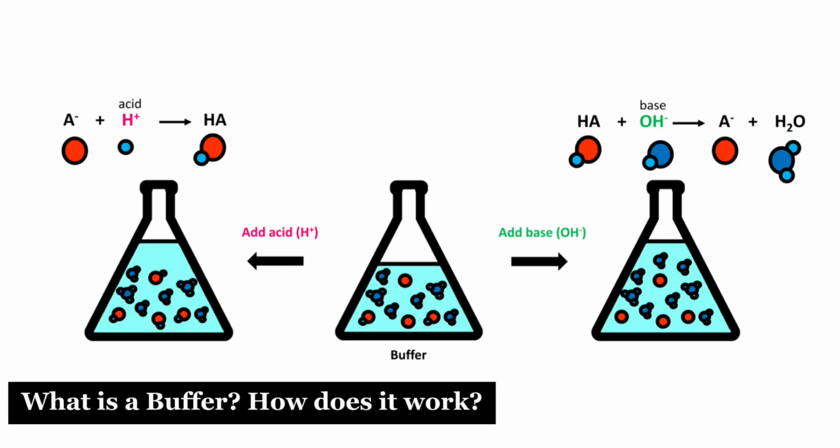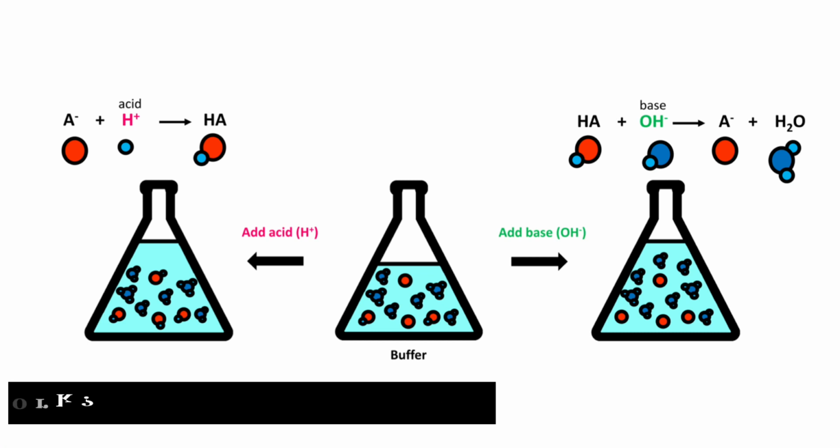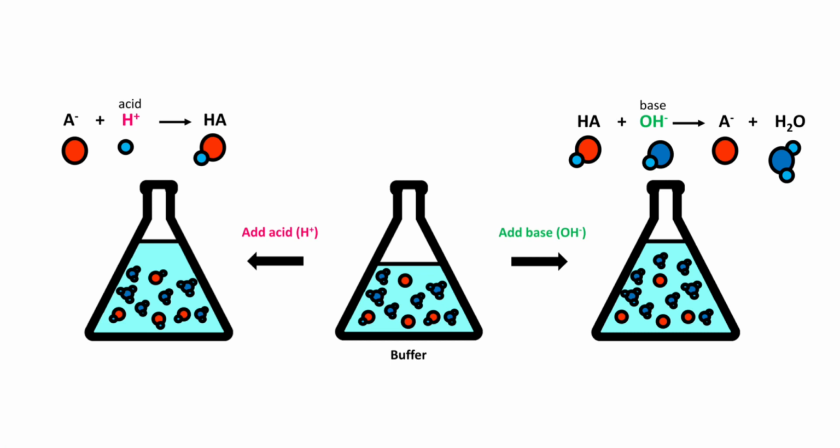A buffer is a solution that resists changes in pH when small amounts of acid or base are added to it. Buffers are crucial in maintaining the stability of pH in various chemical and biological systems. A buffer typically consists of a weak acid and its conjugate base, or a weak base and its conjugate acid. The key principle behind how buffers work lies in the ability of the weak acid-base pair to react with added acid or base, thereby minimizing changes in pH.